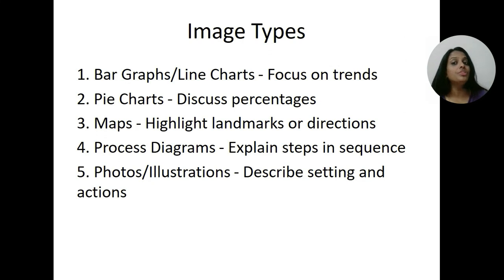Now let's break down the different image types you are going to encounter in the describe image task. The first possibility is bar graphs or line charts. When we are talking about bar graphs or line charts, this mainly focuses on trends, highs and lows, and also comparisons. You can start by stating what the graph represents, and you can highlight the highest, lowest, and any significant changes. You can use words like increased steadily, fluctuated, or peaked. So please take note of it.